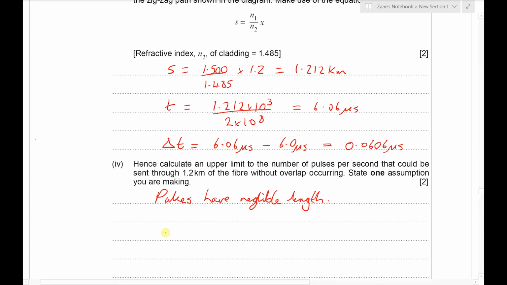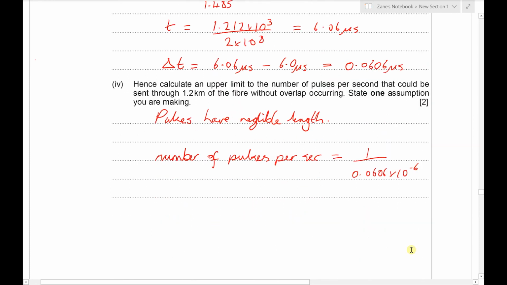So what we must do here to find the number of pulses per second is take 1 second and divide it by the 0.0606 microseconds that we just worked out. If we put that into a calculator, we end up with 16.5 million. Obviously you can get error carried forward here for any rounding that you've done earlier on in the question.